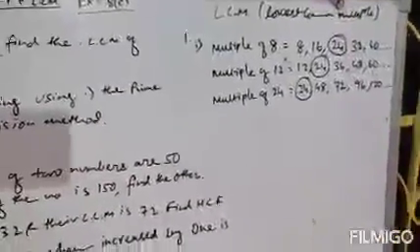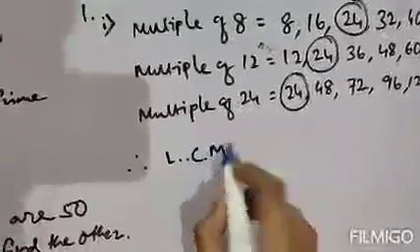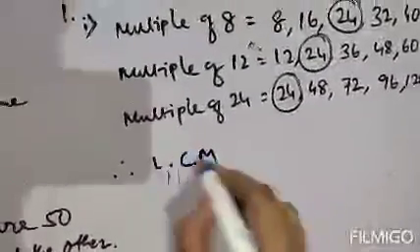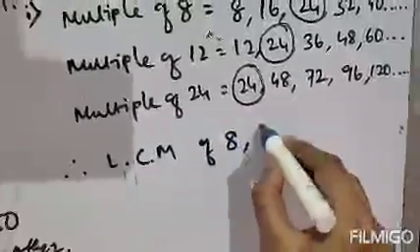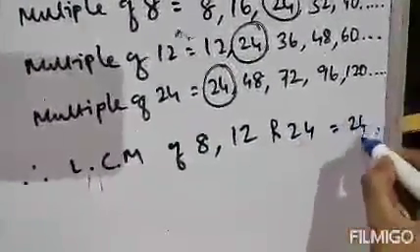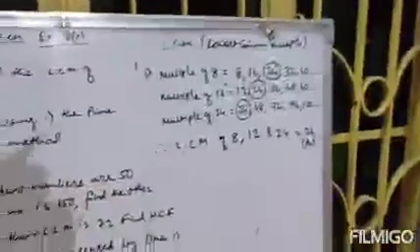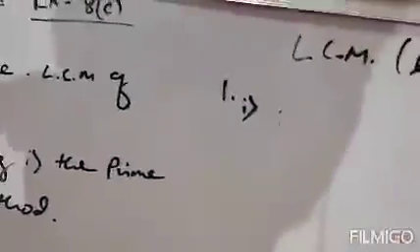The LCM will be your 24. Therefore, you will write LCM of 8, 12 and 24 equals to 24. This is common multiple method. We will take the first common number, and that will be your answer. This is the common multiple method. Clear? Next, question number 2.